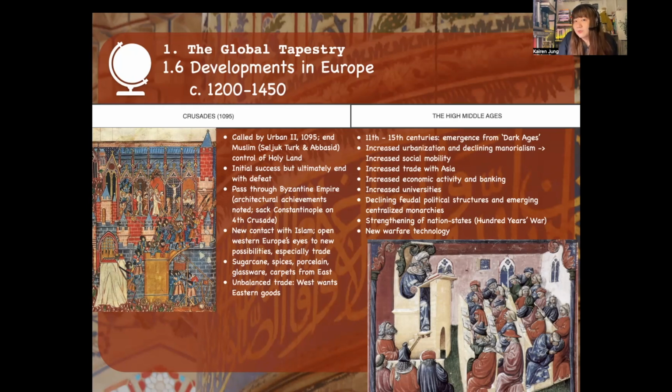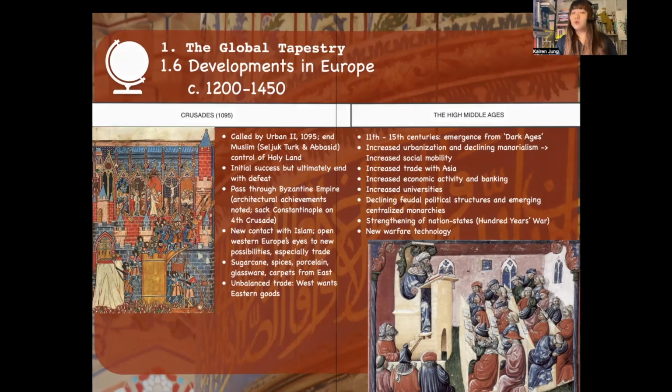In the High Middle Ages, between the 11th and the 15th centuries, we had an emergence from the so-called Dark Ages, and there was increased urbanization, manorialism declined, social mobility increased, and trade with Asia steadily grew. There was increased economic activity in banking and universities. The first universities were created around this time. Feudal political structures declined, and centralized monarchies emerged. Nation-states were strengthened after, for example, the 100 Years' War, and then people found this newfound sense of patriotism, the sense of belonging to a country that had militaristic conquests and defenses and things like that. There was new technology developed for warfare.